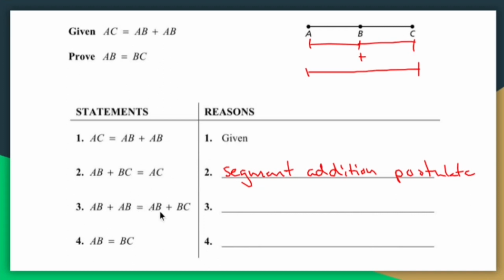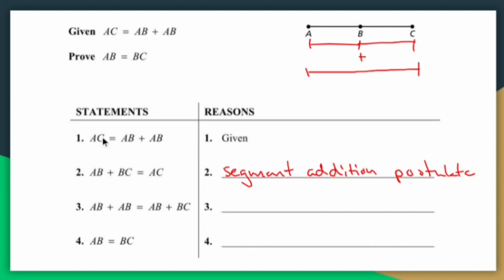Now they went from AB plus BC equals AC, and they turned that into AB plus AB equals AB plus BC. What gives them the right to do that? Well, usually, not every time, but very often, a step or a statement comes from a combination of 2 previous statements.